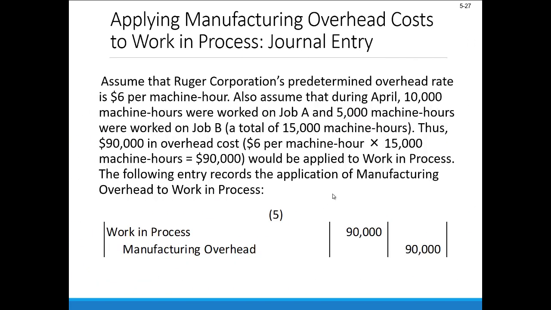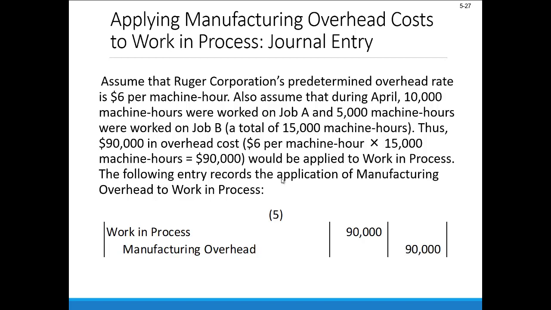All right, let's assume that Ruger Corp's predetermined overhead rate now is $6 per machine hour. Let's also assume that during April, 10,000 machine hours were worked on job A and 5,000 on job B, so a total of 15,000 machine hours. So our applied overhead for the period is the $6 predetermined overhead rate times the 15,000 actual machine hours run, for a total of $90,000 in overhead cost.